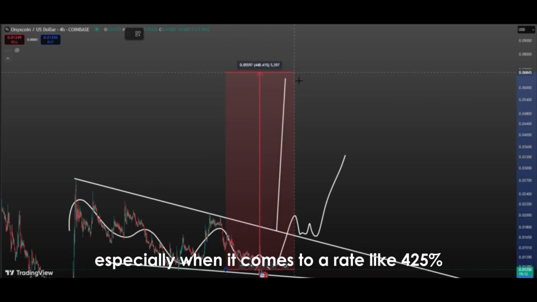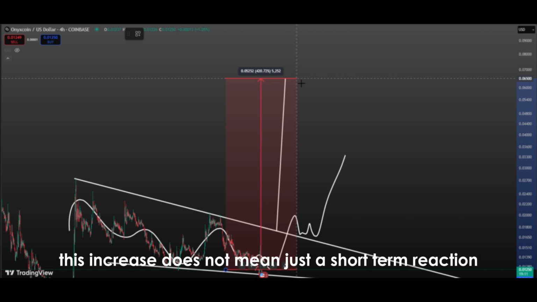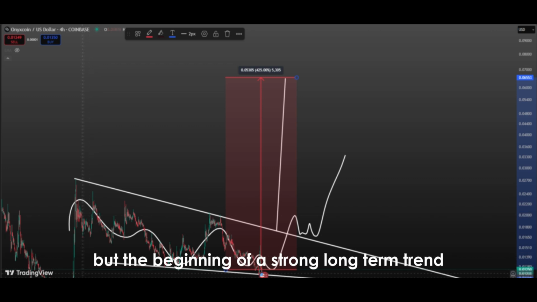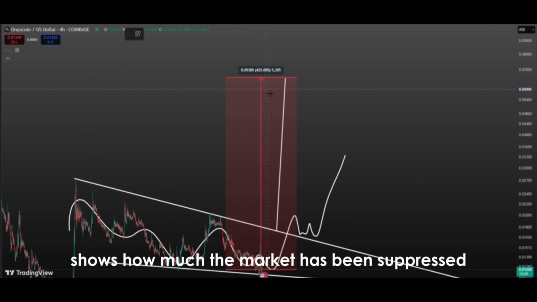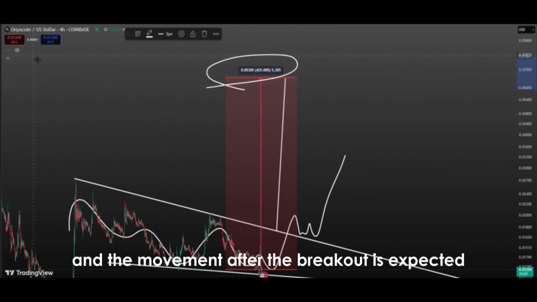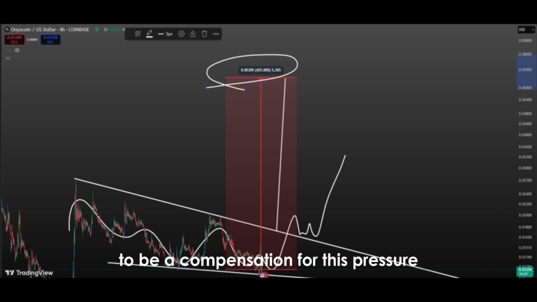Especially when it comes to a rate like 425%, this increase does not mean just a short-term reaction, but the beginning of a strong, long-term trend. Because the depth of the formation shows how much the market has been suppressed, and the movement after the breakout is expected to be a compensation for this pressure.